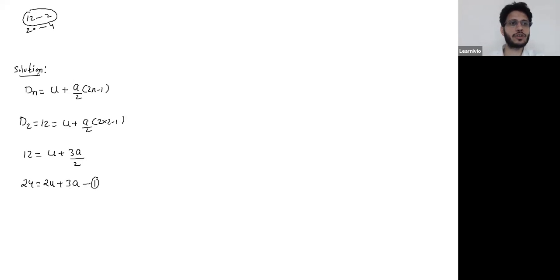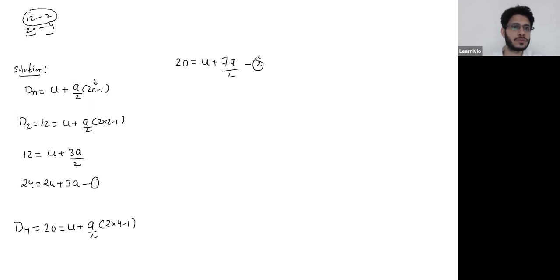Then it is given that 20 meter in the 4th second. For d4, put n equal to 4 in this equation. 20 is equal to u plus a by 2 into 2 into 4 minus 1. So this is simply 20 is u plus 8 minus 1, 7a by 2. That is equation number 2. And if I take LCM, then it comes out to be 40 is 2u plus 7a.